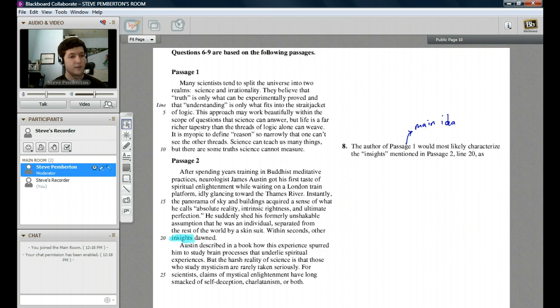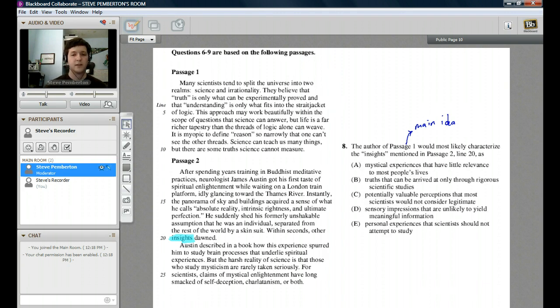Remember, we got to read around it sometimes to get a context. So, he suddenly shed his formerly unshakable assumption that he was an individual, separated from the rest of the world by a skin suit. Within seconds, other insights dawned. So more insights came to him. And what types of insights were they talking about here? They're talking about non-science insights. Well, passage 1 agreed those exist. So we could say he most likely characterizes them as things that are legitimate. They exist. So let's look at the answers and see what we should consider.